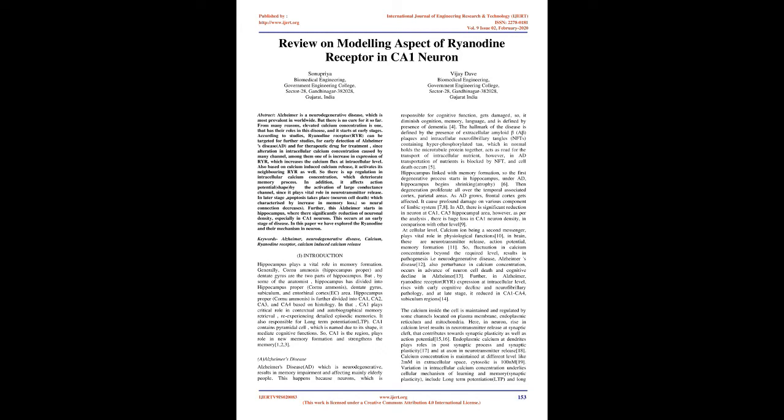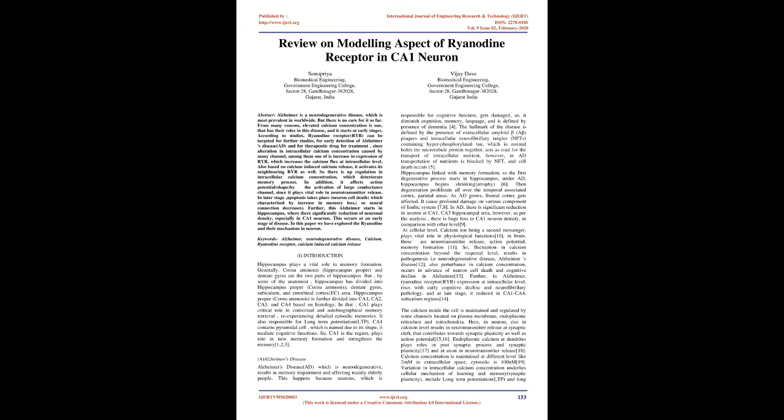A. Alzheimer's disease. Alzheimer's disease, AD, which is neurodegenerative, results in memory impairment and mainly affects elderly people. This happens because neurons, which are responsible for cognitive function, get damaged, so it diminishes cognition, memory, language, and is defined by the presence of dementia 4.